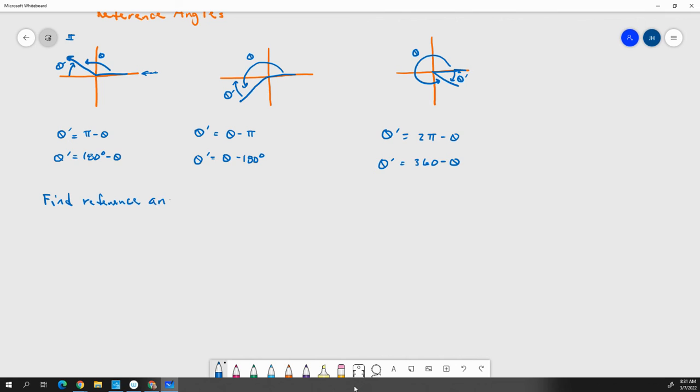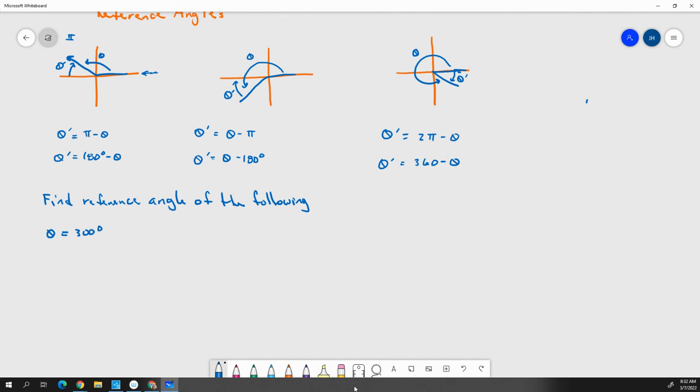Find reference angles of the following. We'll do a couple of them. Let's do find reference angle when theta equals 300 degrees. Well, 300 degrees is going to fall over here in our quadrant 4, right? It's going to be between 270, right? If I look at this, this is 270.